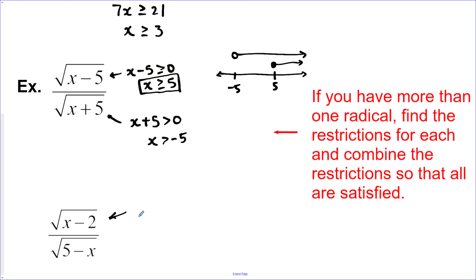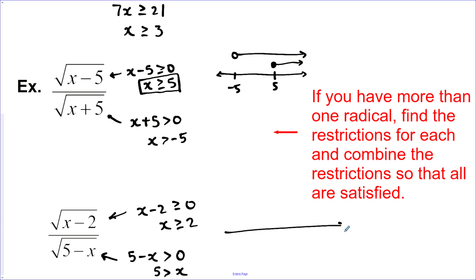This one, we've got x minus 2 needs to be greater than or equal to 0. Add 2 on both sides, so x is greater than or equal to 2. In the denominator, we've got 5 minus x is just greater than 0, not equal to, because again it's in the denominator. Solve this one, let's add x on both sides, so x is less than 5.